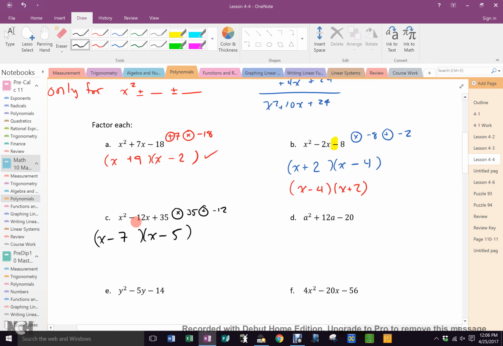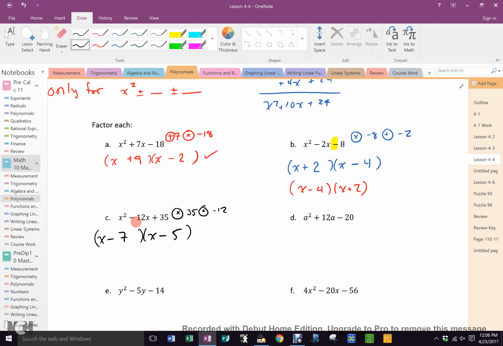Is negative 7 times negative 5 positive 35? Yep. So is there any reason to ever hand me in a piece of paper with the wrong answers on it in this unit? Do you ever need to? No. Why? Because you can always check it. And if it's wrong, what are you going to do? Fix it.